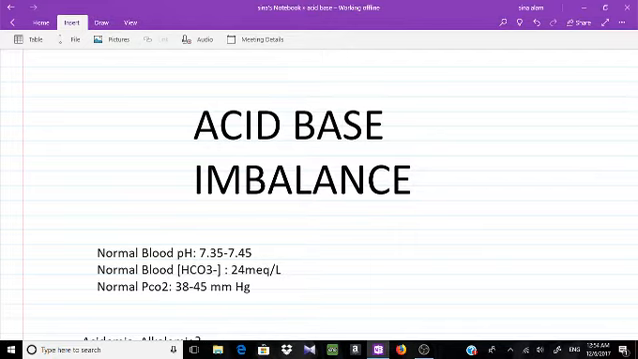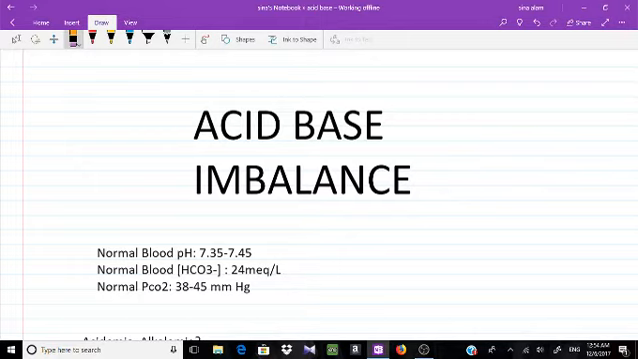You may not find it 100% accurate because I haven't gone through many textbooks. I just went through First Aid for USMLE Step 1, where I'm a tutor for USMLE Step 1, and also some notes from question banks, and I searched many things on the internet. So that's just a preliminary idea of acid-base imbalance.